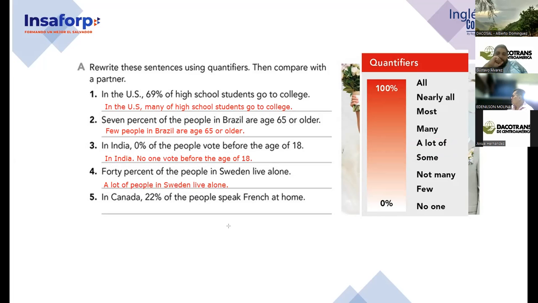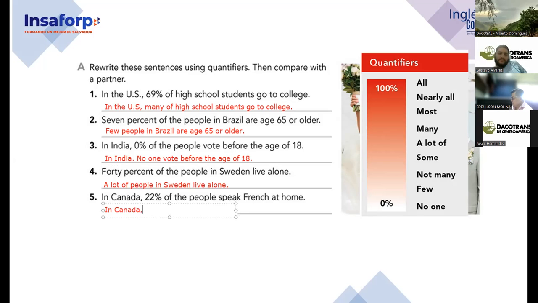That's okay. Alberto, do you want to try with the last one? Okay, teacher. In Canada, the people speak French at home. Okay. In Canada, some people, that's it. What do you think about this information? ¿Qué piensan de esa información? ¿Será totalmente correcta o no? Just some people speak French?